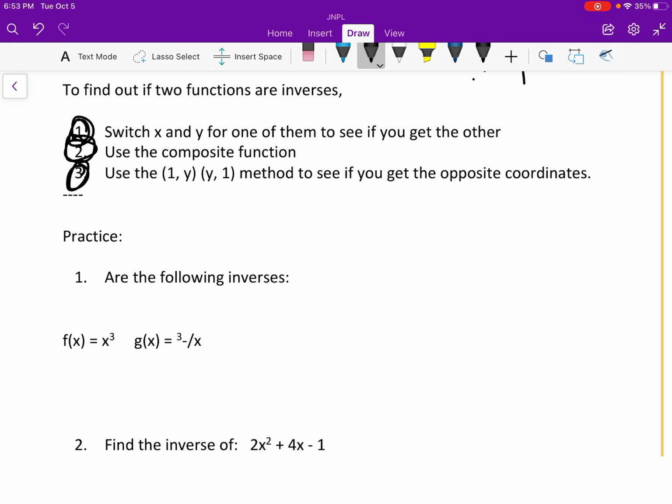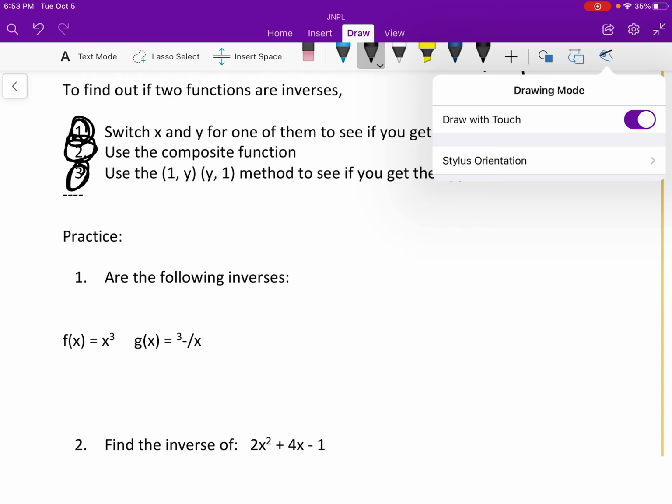But you can switch the x and y values. You can use the composite function. When you do the composite function, you should get x's value. But why I think it's stupid is because it takes too long and it's pointless when you could get your answer faster. Number 3 you can get right away by using the one. I'll explain it because I'll do all 3 methods.